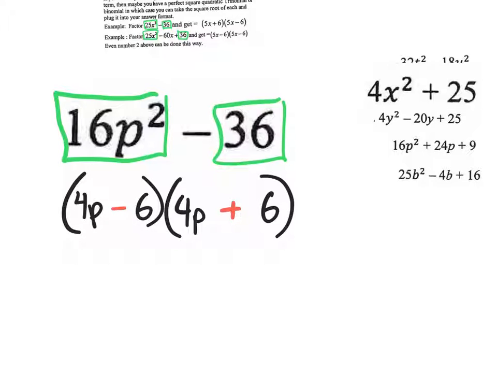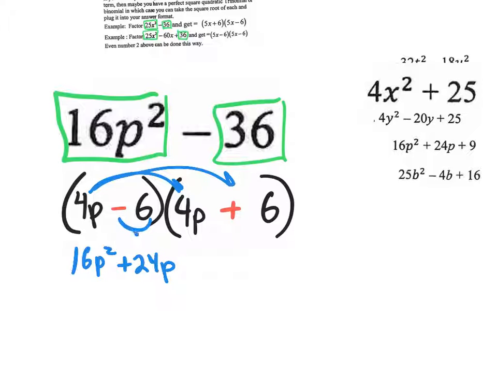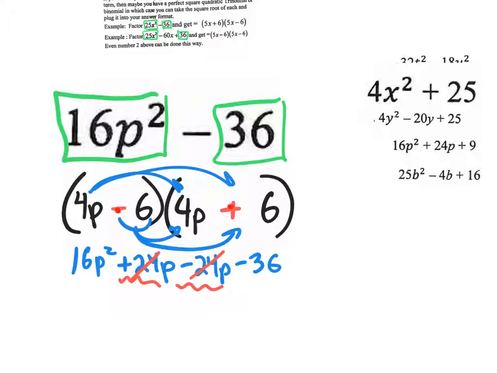Let me show you what I mean by that. 4p times 4p is 16p squared. 4p times 6 is positive 24p. But then a negative 6 times positive 4p, that's a negative 24p. And negative 6 times positive 6 is negative 36. And as you can see, those middle terms really do cancel out. So it's important to really understand that the signs have to be different in order for the middle terms to cancel out, which will produce the binomial that we have here.